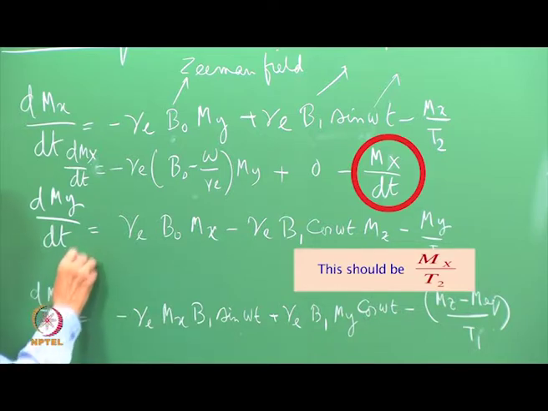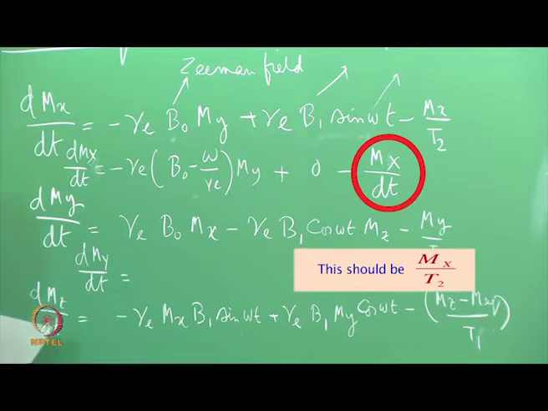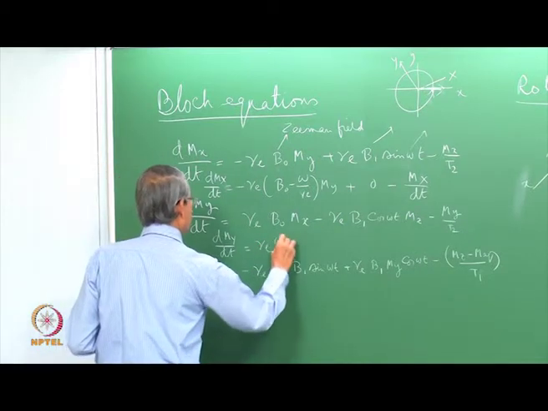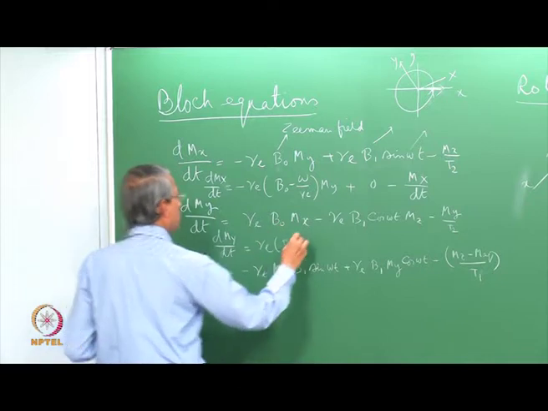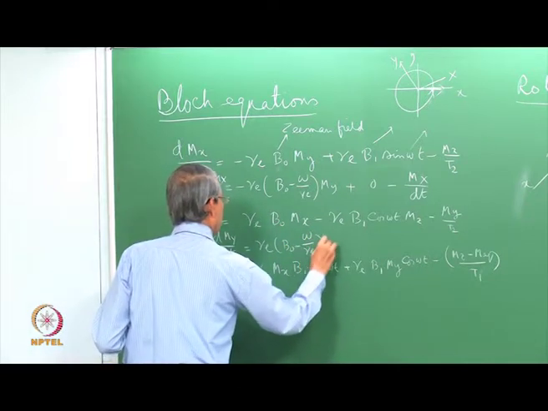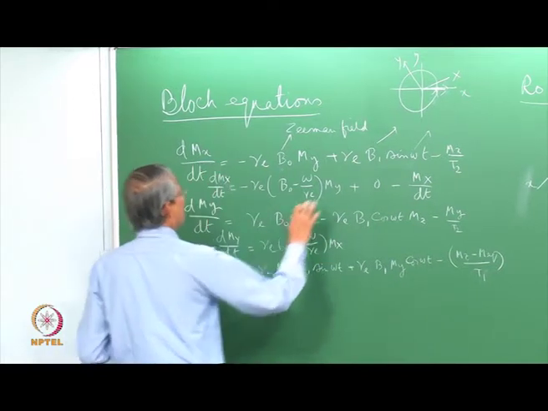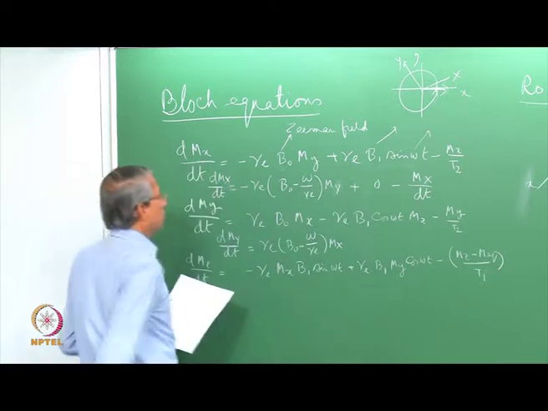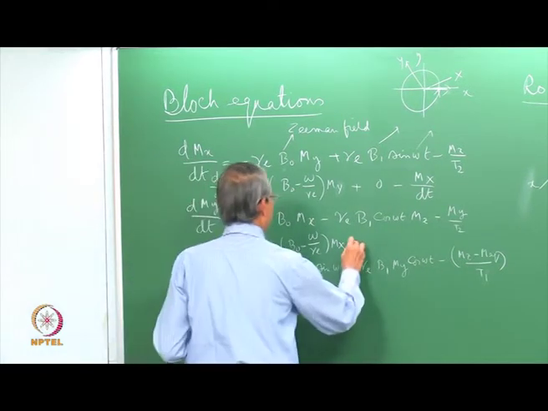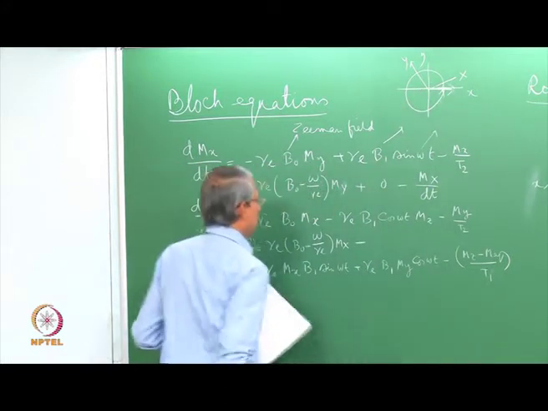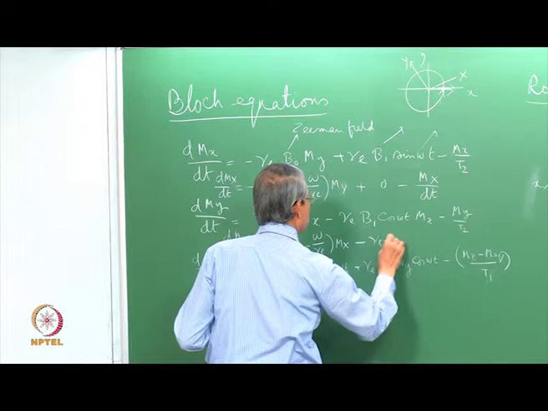Similarly, for the y component, dMy by dt will be again B0 replaced by this one. I should have changed this also, this will be capital Y, the rotating coordinate system. This is the B1 magnetic field which is always present in the x direction. So, this will be present here.